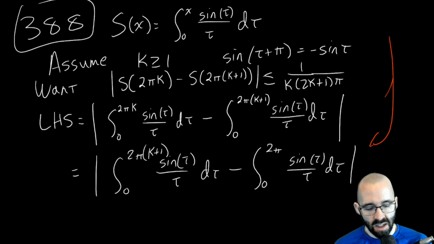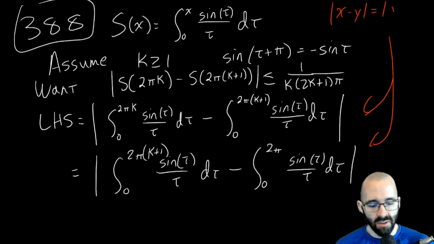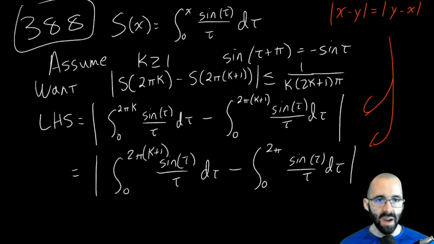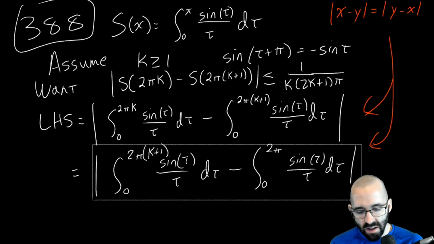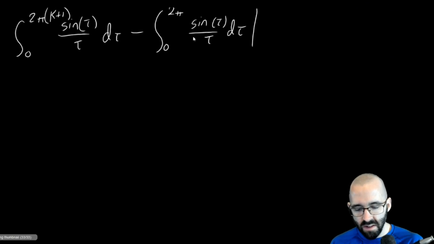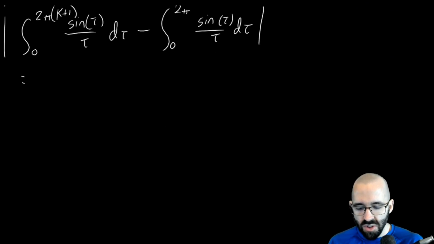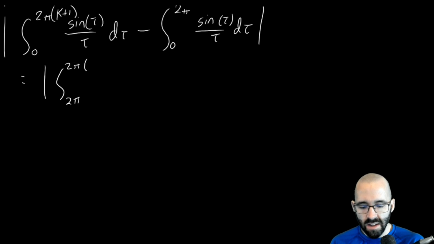Again, to really show what's happening here, the order of the difference between two numbers doesn't matter under an absolute value. 5 minus 3, 3 minus 5, you take the absolute value, you'll still get 2. That's what's happening here. And now we use properties of integrals to combine these. This is just the single integral from 2 pi k to 2 pi times (k plus 1).